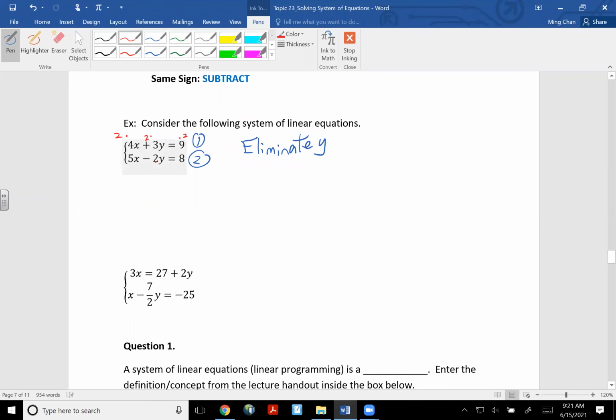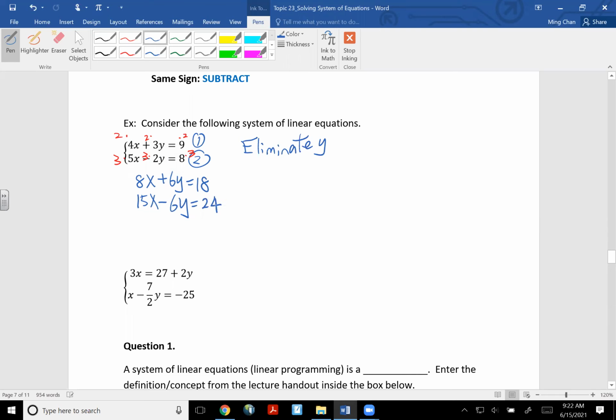All right, for the second equation, to make that coefficient of the y into a 6, I need to make the coefficient the same in order to eliminate the y. So to make this 2y into a 6y, I need to multiply the 2 by 3. So that means the entire second equation needs to be multiplied by 3. All right, so the first equation, every term times 2, that gave me 8x plus 6y equals 18. Second equation, 15x minus 6y equals 24.